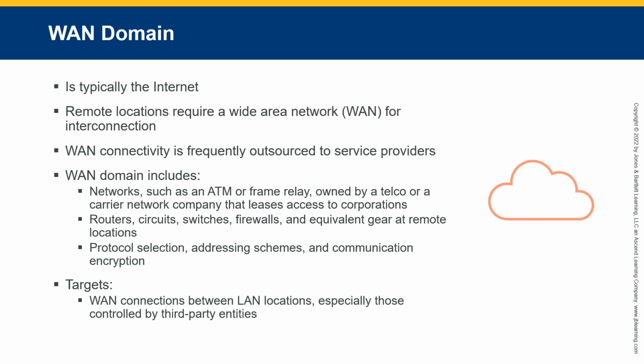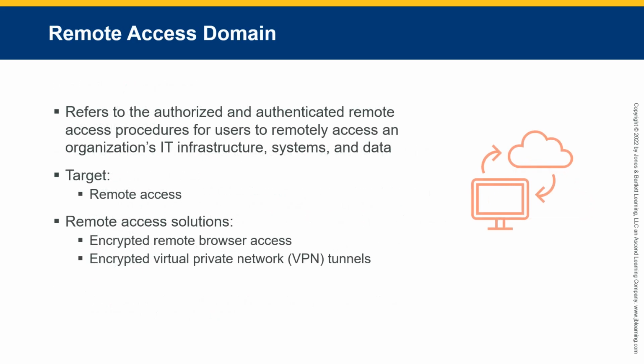The targets can be WAN connections that are between locations, especially those controlled by third-party entities. So, if you have a B2B connection with somebody, and you have a direct connection, like a line run by a telco through a publicly switched telco network, it might be easier just to hack into the telco to intercept the communication between the two to get that information. So a lot of times, those can be targets also.